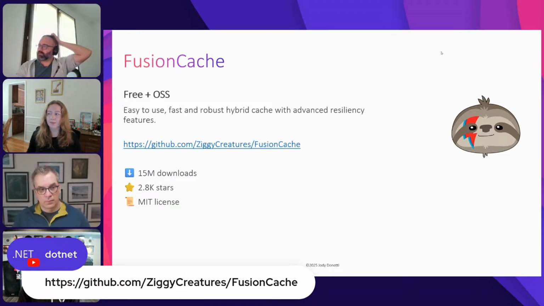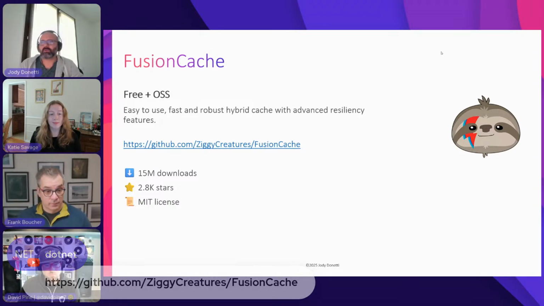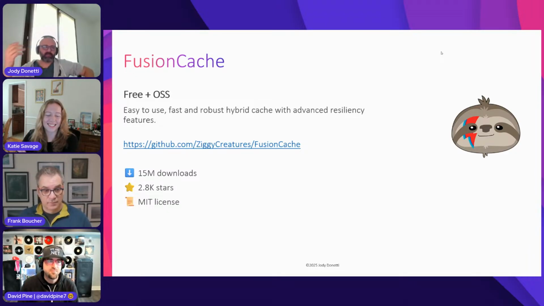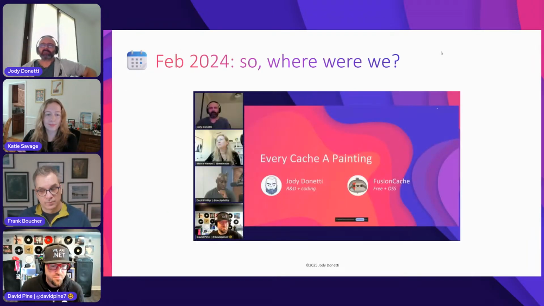So errors in the distributed cache or the backplane or the database or stuff like that. As of today, it has accumulated quite a bit of downloads, I have to say. I'm pretty happy about it, 15 million downloads. I think today we crossed that line, and 2.8 thousand stars on GitHub, and the license is MIT, which is very important because basically you can do whatever you want with it. And yeah, basically that's it.